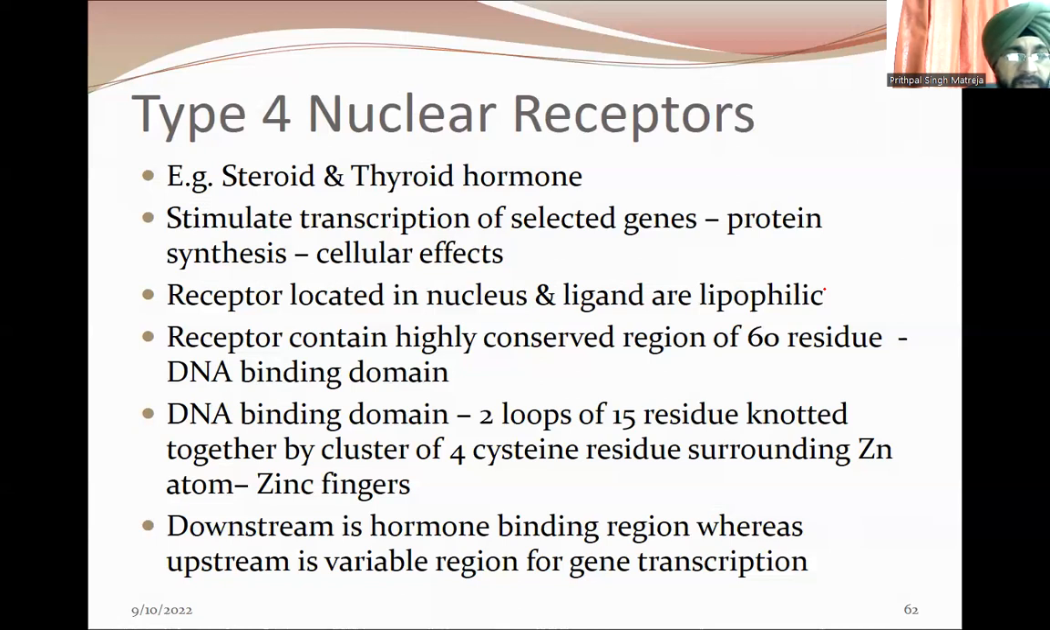What I'll do is start where I left off in the previous session. We were talking about these four types of receptors. We talked about the ligand-gated ion channels, the metabotropic receptors, and the kinase-linked and related receptors. And today we will be starting with the nuclear receptors.